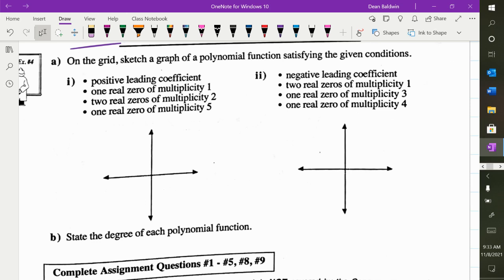So you have a zero or an x-intercept of multiplicity 1. Now, they haven't told us what the x-intercepts are, so you can make them up. I'm just going to call them A, B, C, D. So if we have a real zero of multiplicity 1, that essentially means we have an x minus a to the power of 1. We have 2 real zeros of multiplicity 2. So that means you have an x minus b squared and an x minus c squared. And we have 1 real zero of multiplicity 5. Let's call it d.